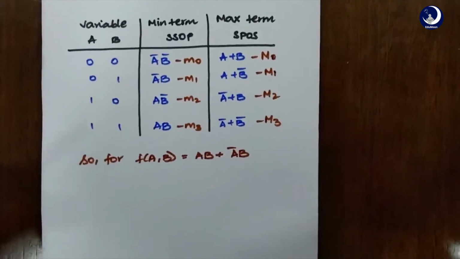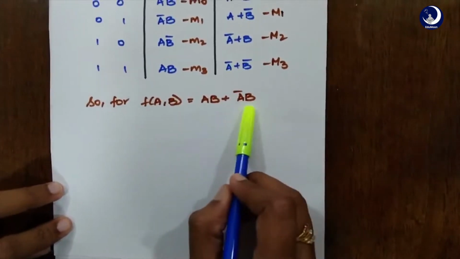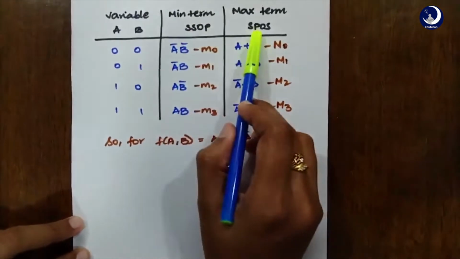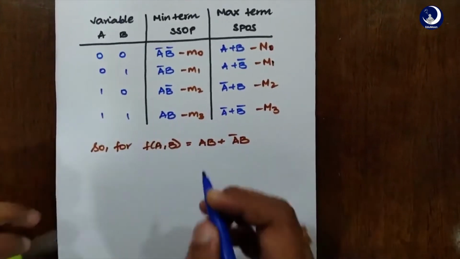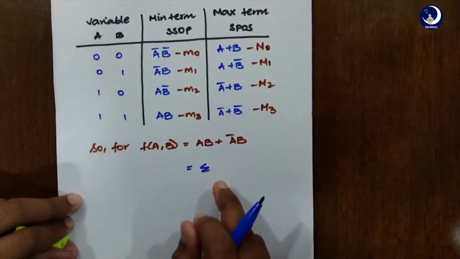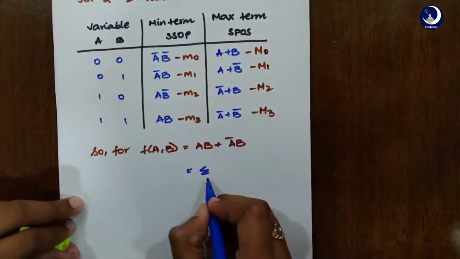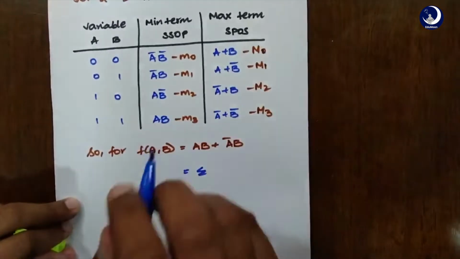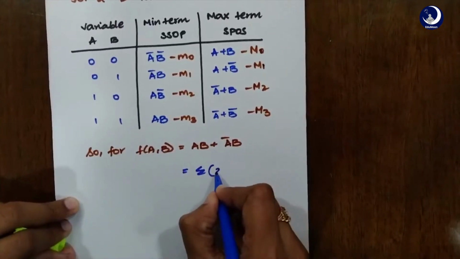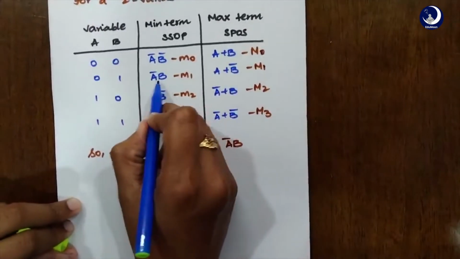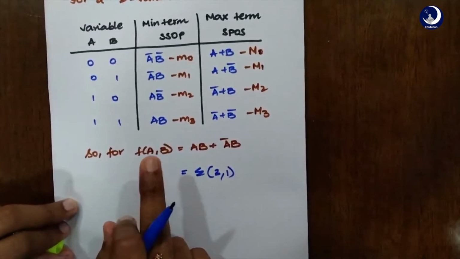Now, for a given function f(a, b) = ab + a bar b, how are we representing it using min terms and max terms? Here ab stands for m3. It is written with sigma because, as we mentioned previously, SOP is denoted using a sigma and POS is denoted using a pi symbol. So it is sigma of ab, which is 3, and a bar b, which is 1. So this is the representation for the given Boolean function.